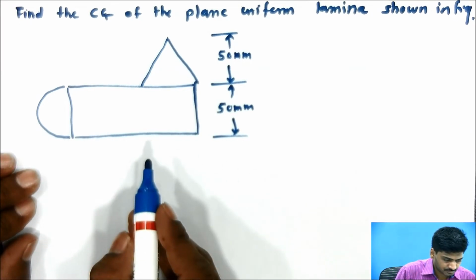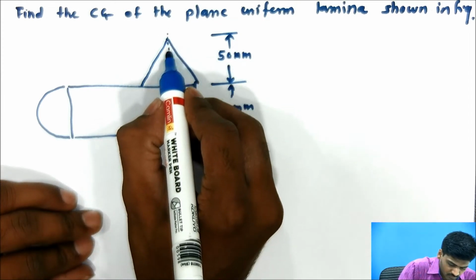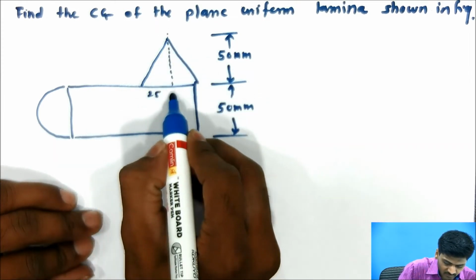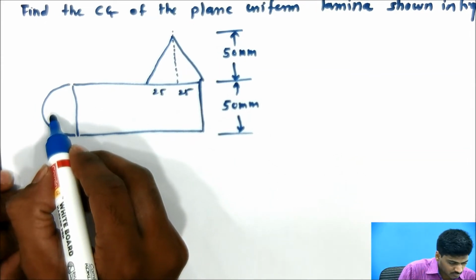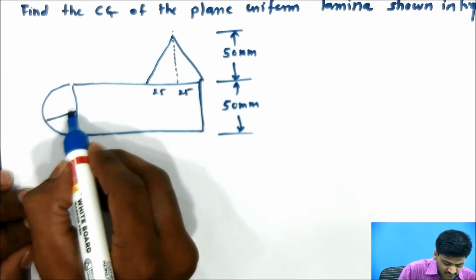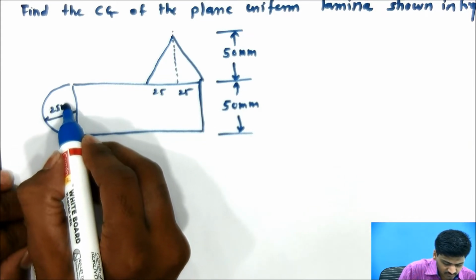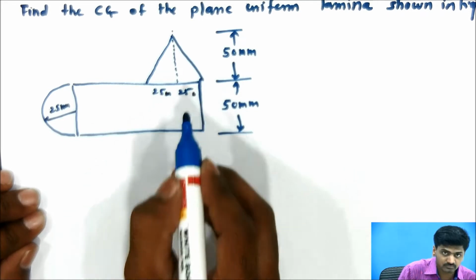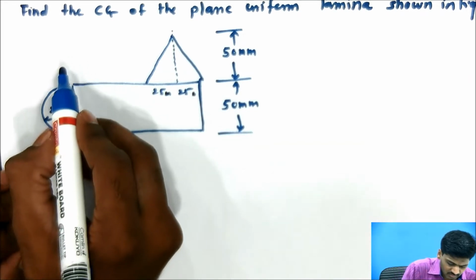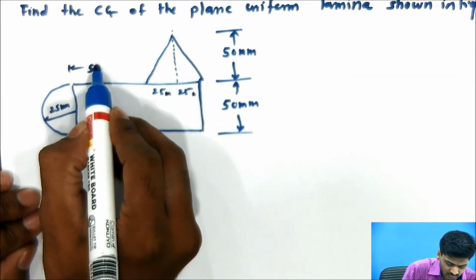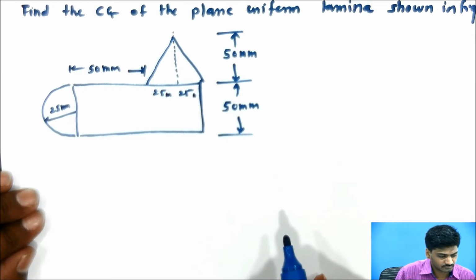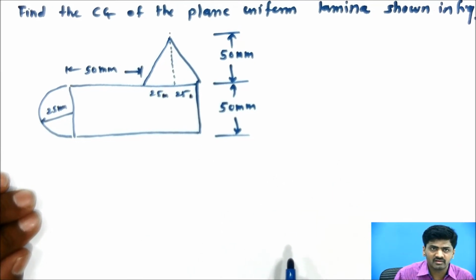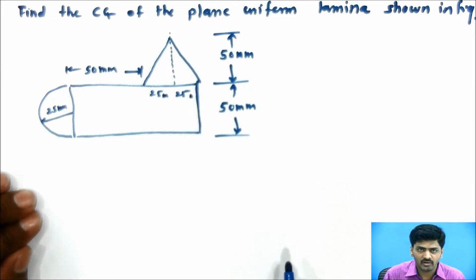Further, this is 25. The radius dimension, this is 25 mm. Then this is 50 mm. That's all. Now the question is, you may identify the centroid of the plane uniform lamina.